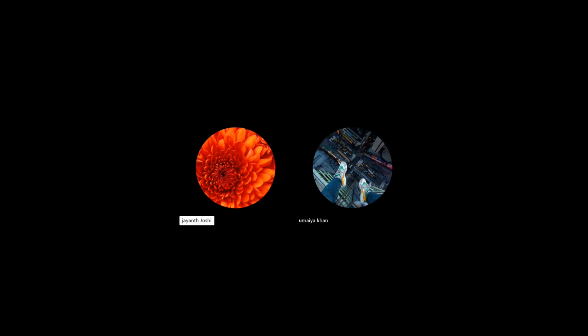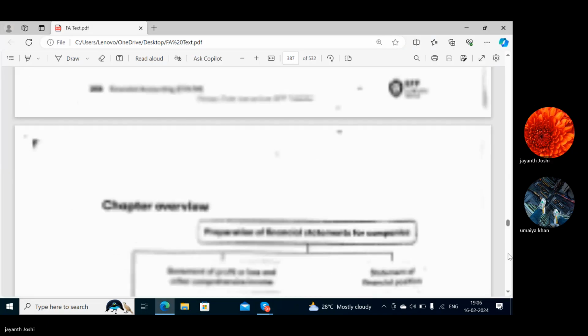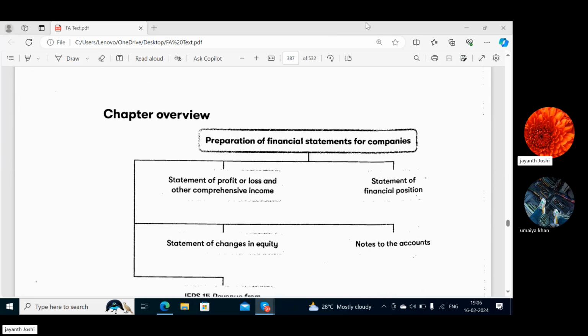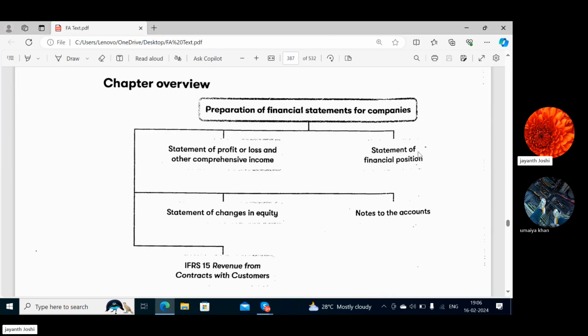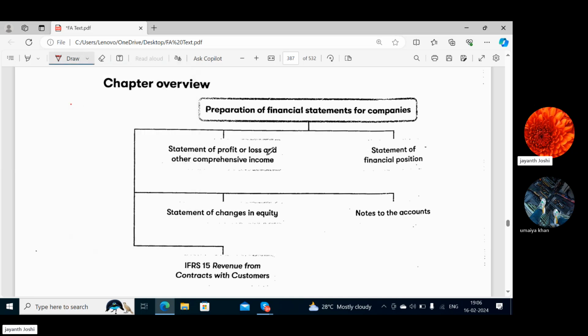Clearly. And then after discussing the formats, we will enter into the preparation of financial statements. So what is it that we are going to learn? Preparation of financial statements of companies, statement of profit or loss and other comprehensive income.